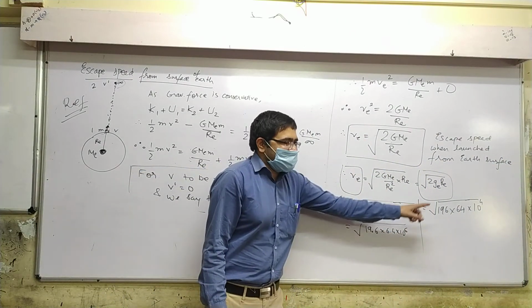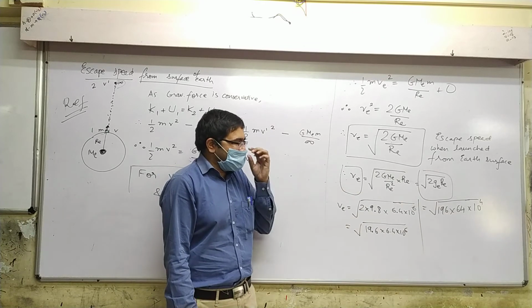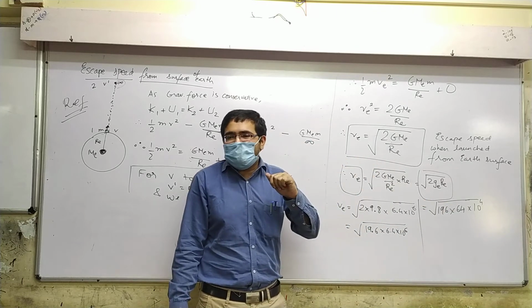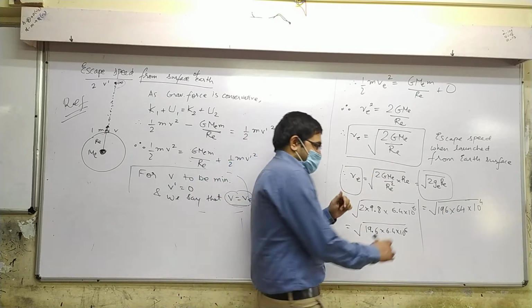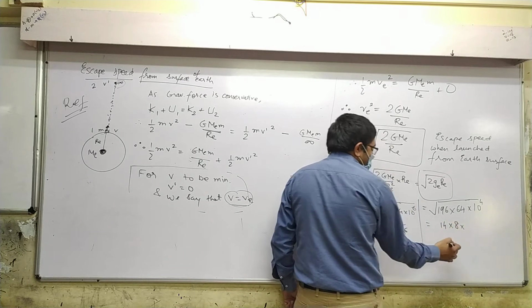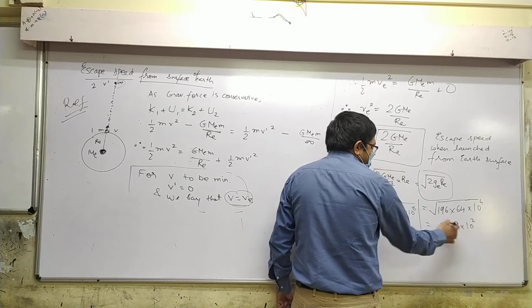10 raised to 6 minus 10 raised to 4. Multiply. Okay, why? Root of 196 is 14. You see? So 14 into 8 into 10 raised to 2. Okay, so this is going to be 14.